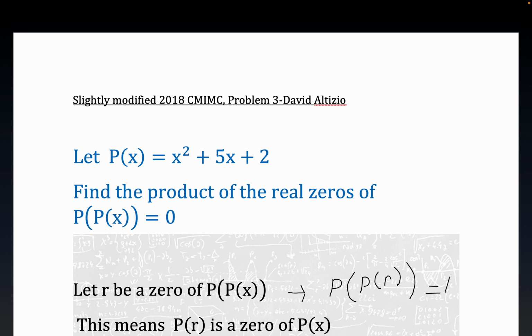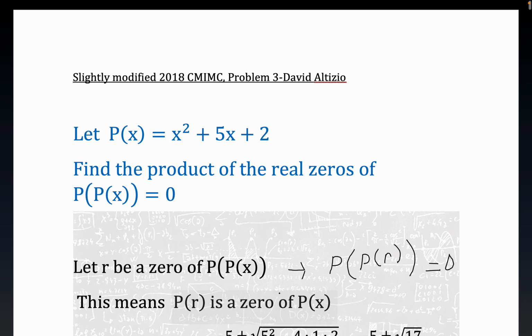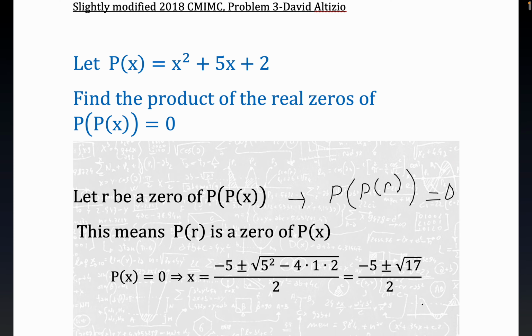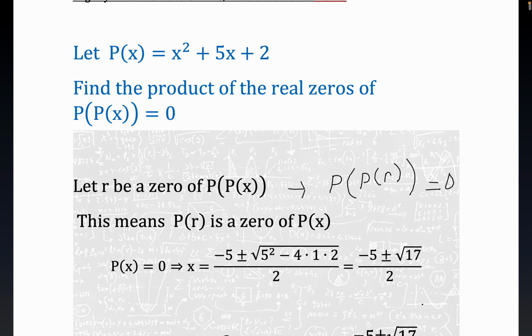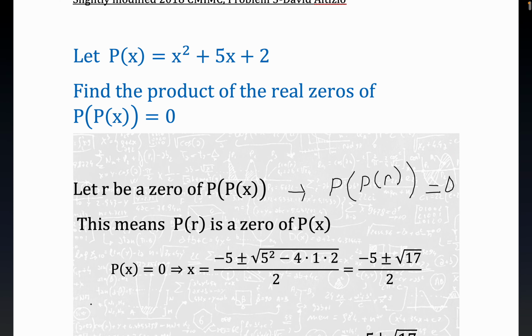Now, what does that mean, though? It follows that P at R is a 0. P at R itself is a 0 of P of X, is what this all implies, okay? So let's carry on. Now, it makes sense to find the zeros of the individual polynomial because we're going to have an equality condition here. So I went through this fairly quickly.